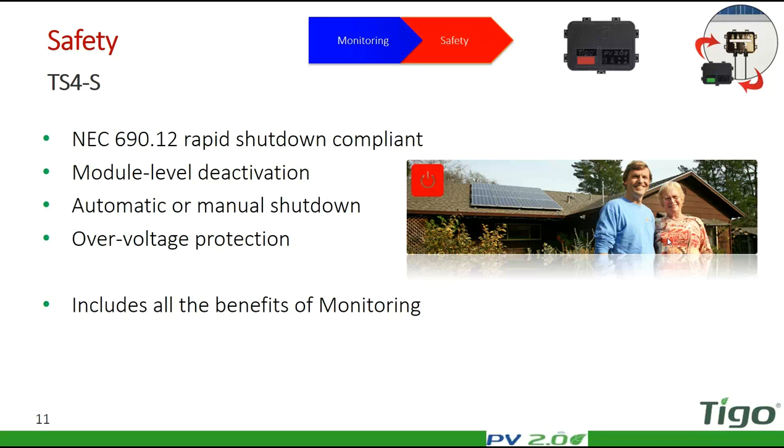The module level deactivation can happen automatically or manually. Automatic when the units detect some sort of safety hazards like over voltage or over temperature. The unit itself will shut down in order to protect the system and protect the asset. In case it shuts down by itself, it will also wake up by itself, so you shouldn't worry about the modules shutting off and then staying off until you tell them otherwise. That's not going to happen.